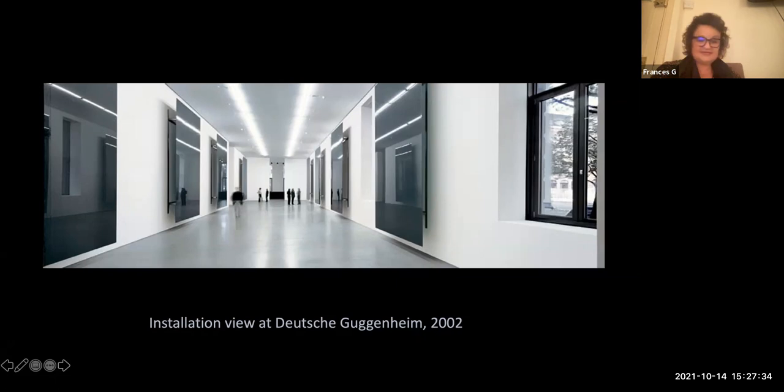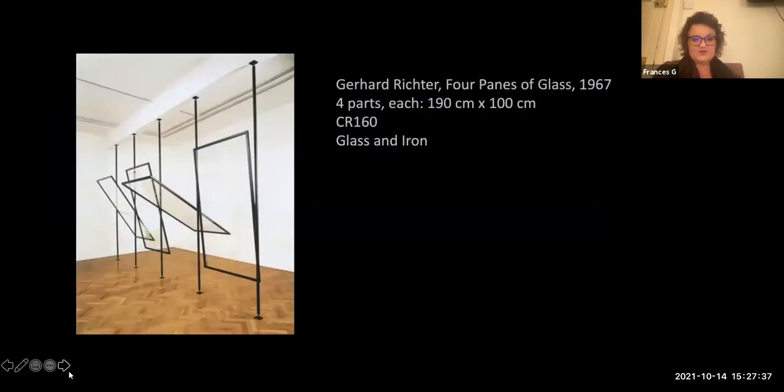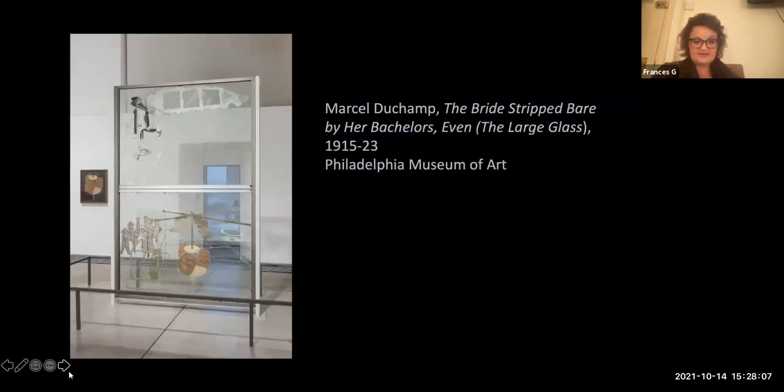And I'm going to explore this idea by looking at some of his precursors. So Benjamin Buchloh cites this work, 4 Panes of Glass from 1967, as a precursor to the 2002 installation at the Deutsche Guggenheim. So these 4 sheets of glass have, like all of Richter's glass works, had all the intimacy, the gesture, dynamism, paint removed. They are, after Duchamp's The Bride Stripped Bare by Her Bachelors, Even, the Large Glass, enigmatic, with reference to nothing other than their own meaninglessness.